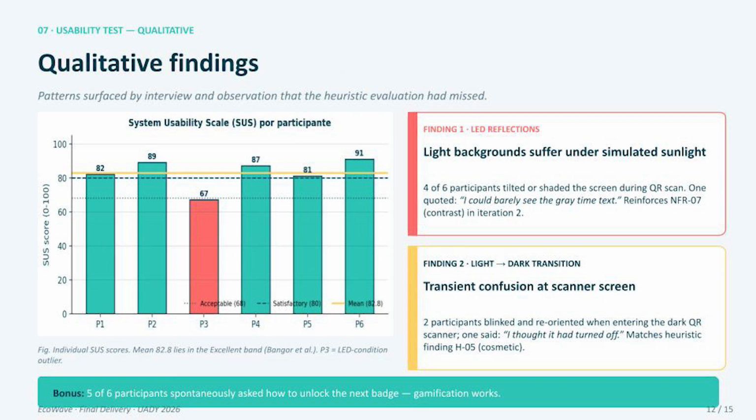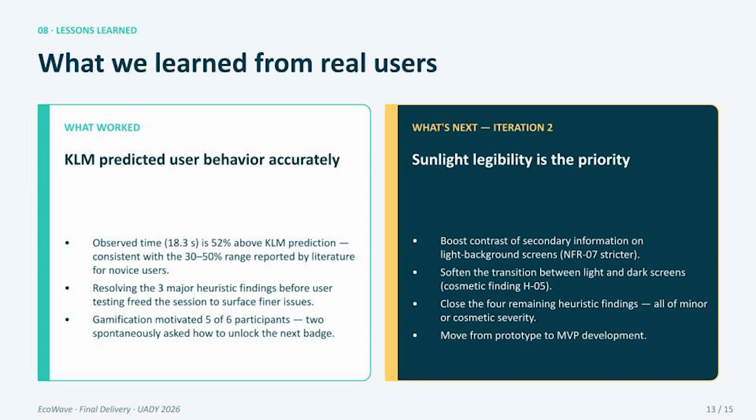Here we can see 2 patterns surfaced from interviews and observation that the heuristic evaluation had missed. First, LED reflections. 4 of 6 participants tilted or shaded the screen during the QR scan. Second, a transient confusion when entering the dark QR scanner from the light check-in screen. And a positive bonus, 5 of 6 participants spontaneously asked how to unlock the next badge. The gamification is working. Now, lessons learned.